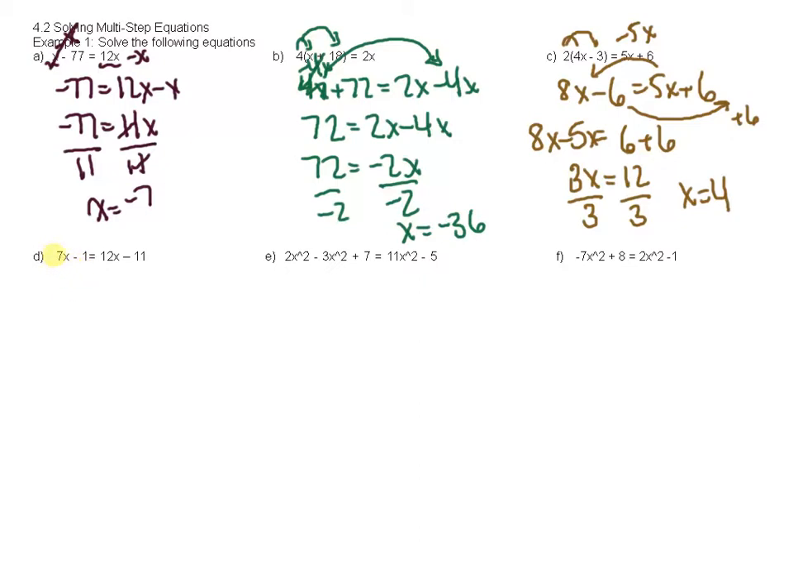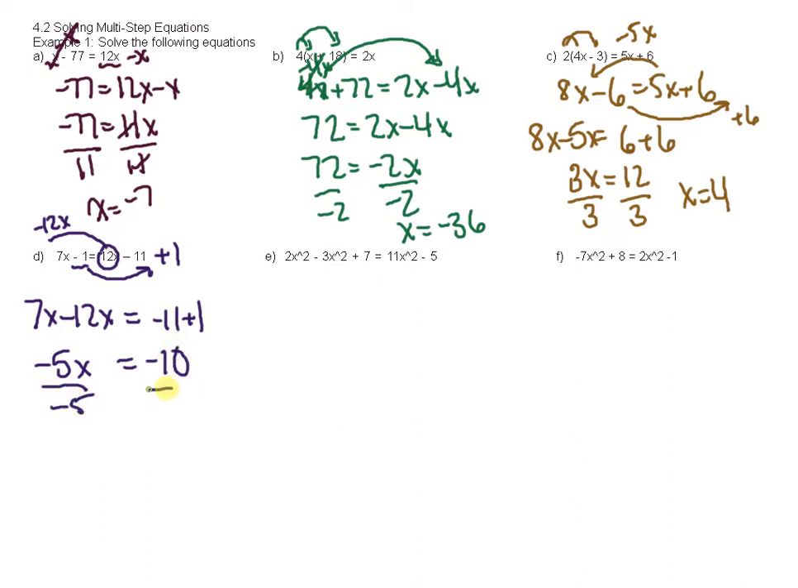Okay, again, with D, we have 1x on the left-hand side and 1x on the right, but then also a number on the left and a number on the right. So I'm going to move all the x's to the left-hand side. So we'll subtract 12x, and we have negative 1, so we'll add 1. Okay, so I get 7x minus 12x, and then I get negative 11 plus 1. So 7x minus 12x, I get negative 5x, and negative 11 plus 1, I get negative 10, and then simply divide both sides out, I get x equals negative 2.